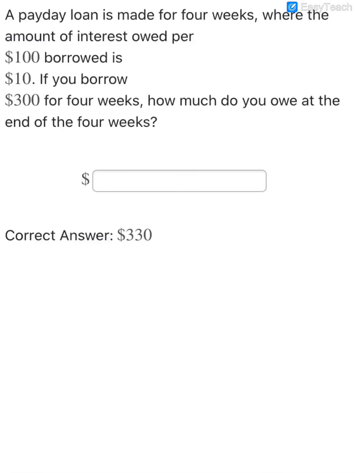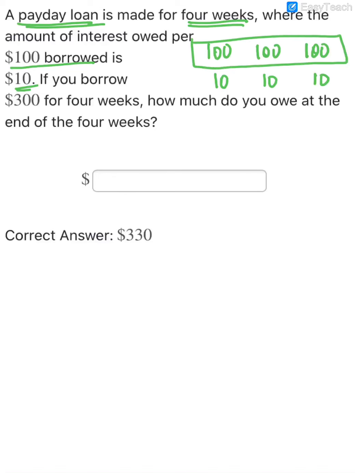And then finally, last but not least, we have something called a payday loan. It's going to be made for 4 weeks. The term of the loan tells you that for every $100 borrowed, you have to pay them $10 back in interest. So if you're going to borrow $300, let's just think of it as $300 bills, you're going to owe them $10 for that, $10 for that, and $10 for that. So when it's time to pay them back, not only do you owe them the $300 you borrowed, you owe them $30 extra in interest. So you would owe a total of $330 at the end of 4 weeks.